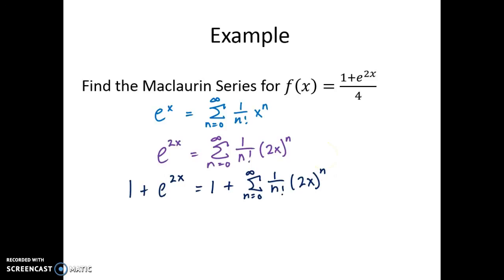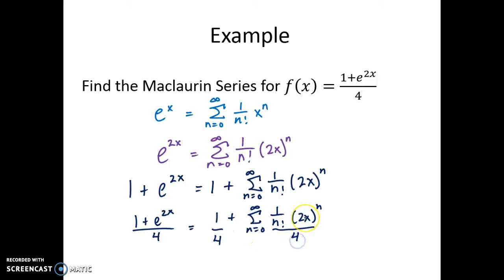And if I want to know what 1 plus e to the 2x divided by 4 is, then I would just take that and divide it by 4. This term would get divided by 4, and every single term over here would also get divided by 4.